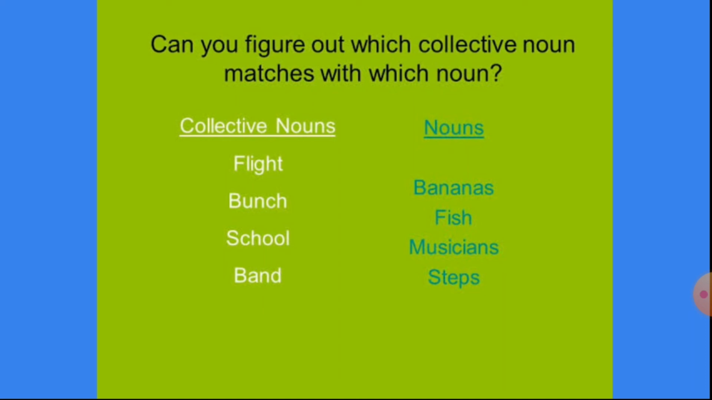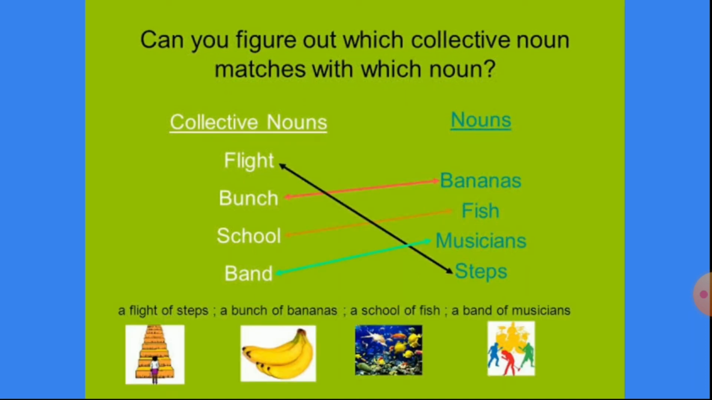Okay, let us see. Here you go. Flight is the collective noun used for steps. Bunch is used for bananas. School is used for fish. And band is used for musicians. Okay? I hope everybody has listened carefully. If you have any questions, you can always ask me.